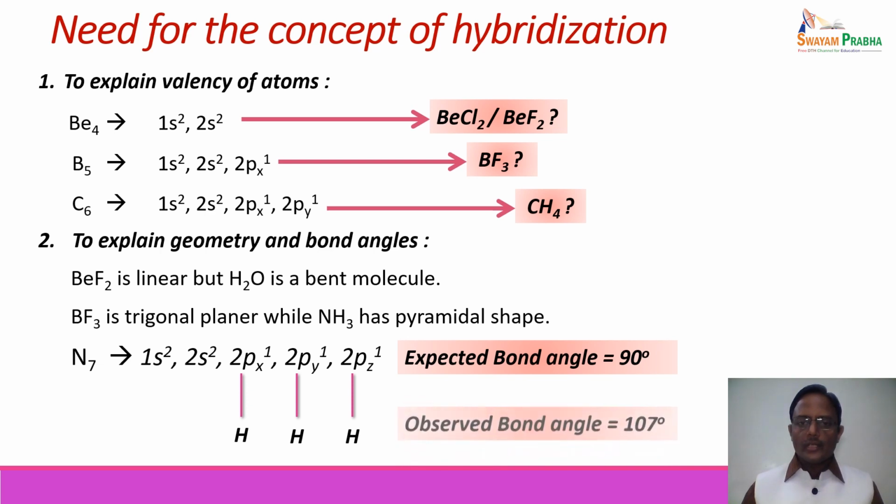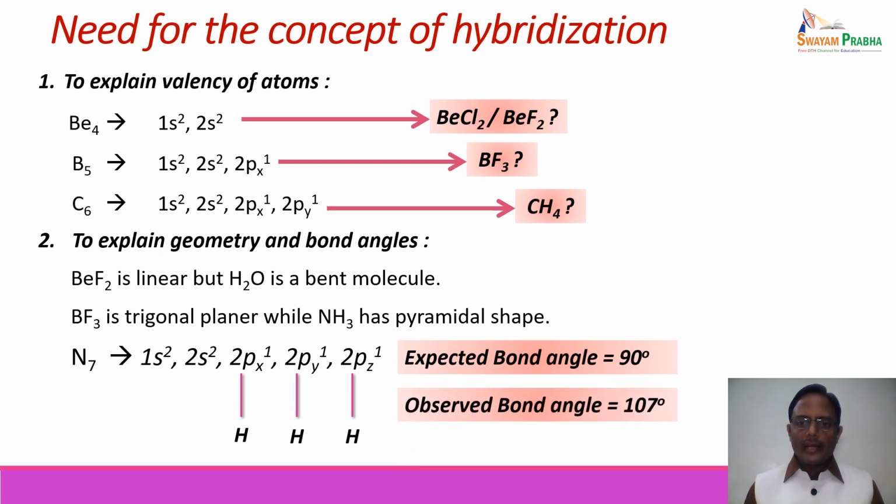But it is observed that the actual HNH bond angle in the NH3 molecule is 107 degrees. So it clearly indicates that it is impossible to explain the geometry as well as the bond angles of these molecules unless and until we consider a new concept, and that concept is the concept of hybridization.